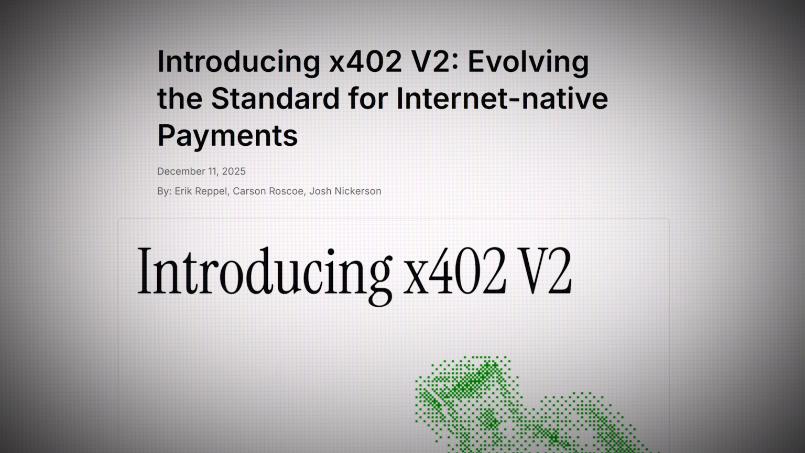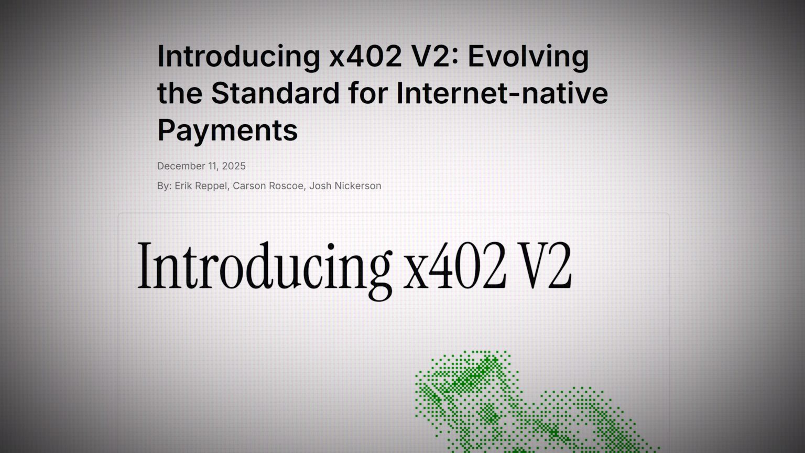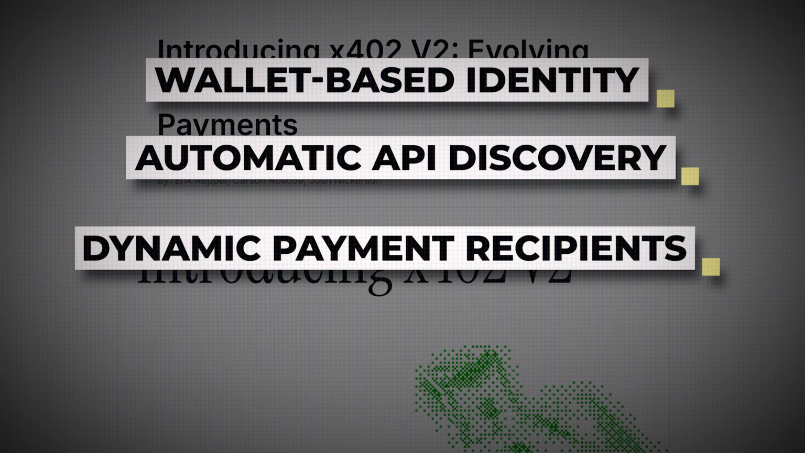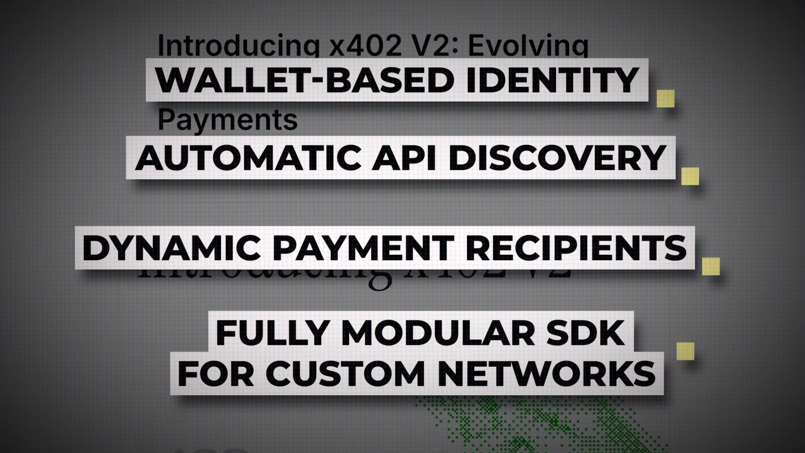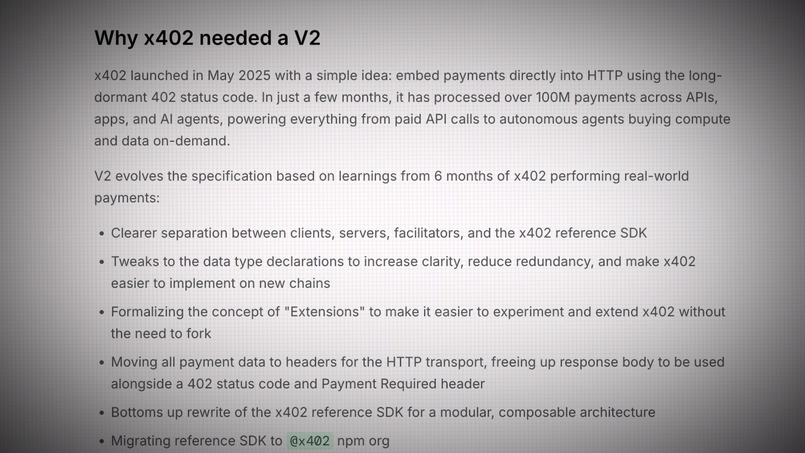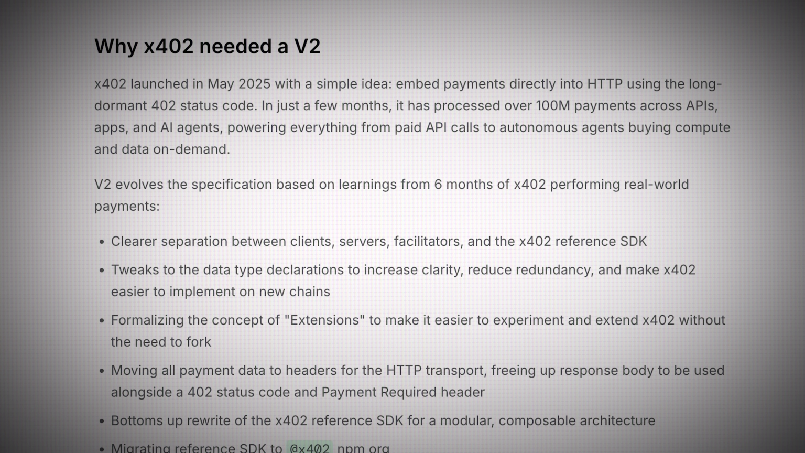Now, perhaps the craziest development of all happened in mid-December when Coinbase rolled out X402 version 2, just 7 months after the original. Basically, X402 v2 introduced wallet-based identity, automatic API discovery, dynamic payment recipients, and a fully modular SDK for custom networks. Now, this SDK simplifies custom payment flows, wallet and identity features, and support for legacy payment rails. The biggest change, though, is that version 2 standardizes network and asset identification, making X402 multi-chain by default.